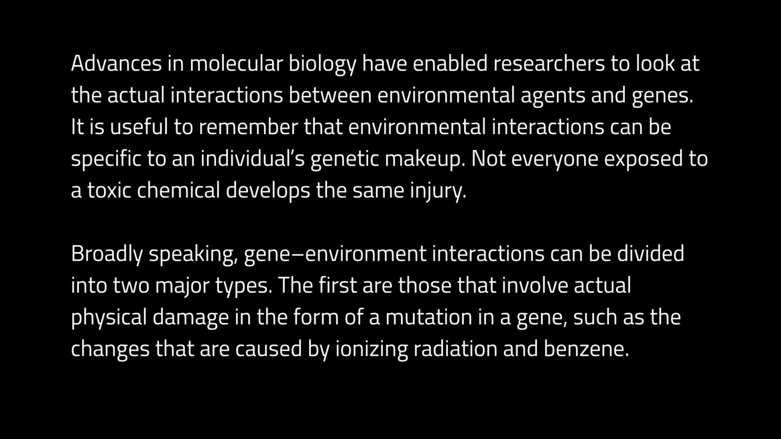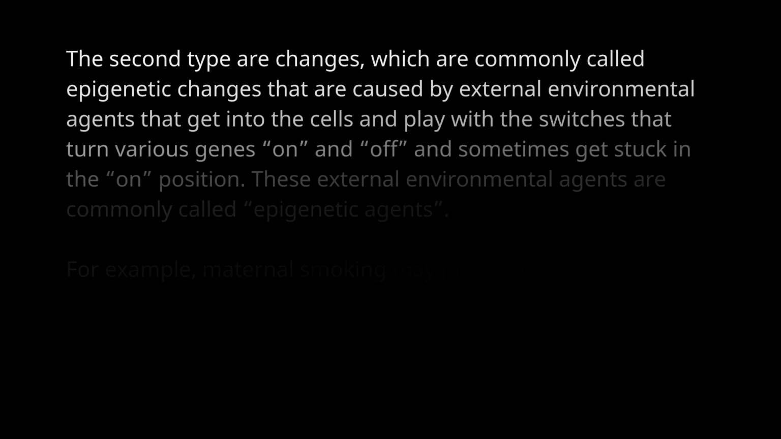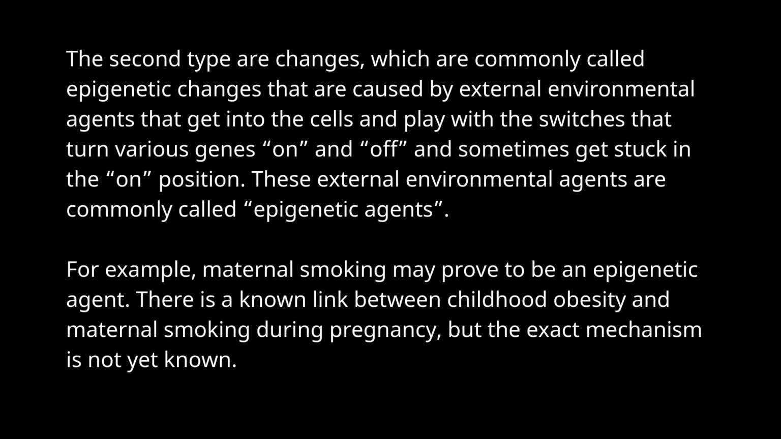Broadly speaking, gene-environment interactions can be divided into two major types. The first are those that involve actual physical damage in the form of a mutation in a gene, such as the changes that are caused by ionizing radiation and benzene. The second type are changes, which are commonly called epigenetic changes, that are caused by external environmental agents that get into the cells and play with the switches that turn various genes on and off and sometimes get stuck in the on position. These external environmental agents are commonly called epigenetic agents.